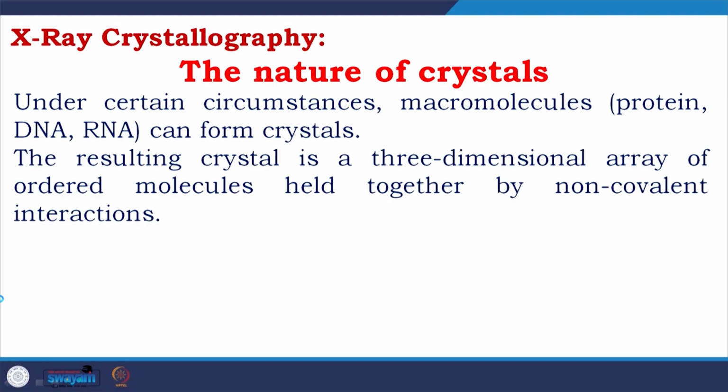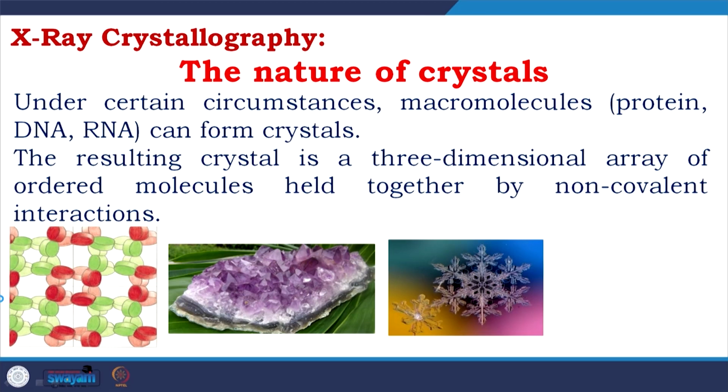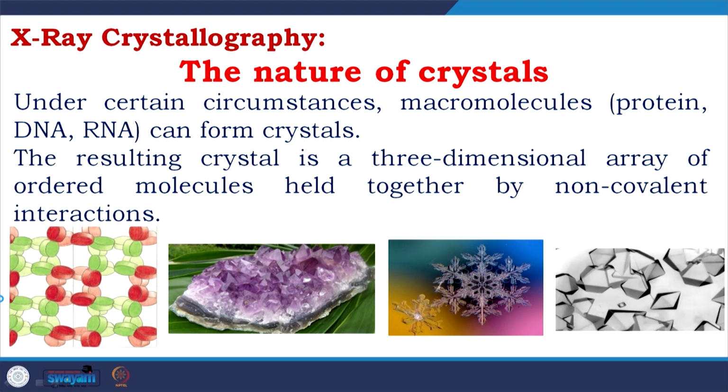The resulting crystal is a three-dimensional array. As I told you, crystallization means you have small molecules dispersed in the solution, but in a crystal they come into a certain array, a three-dimensional array. You could look at this as a natural crystal. You could see crystals of small molecules which are actually salts. This is an ice crystal. This is very common in American or European countries where temperatures go below freezing, and this is an example of a protein crystal which we will bring up many times through the course.